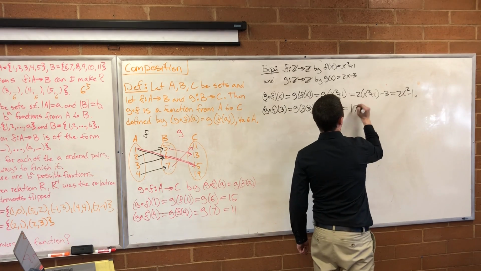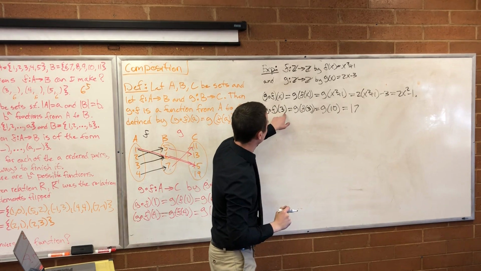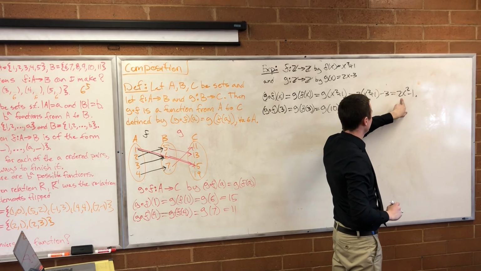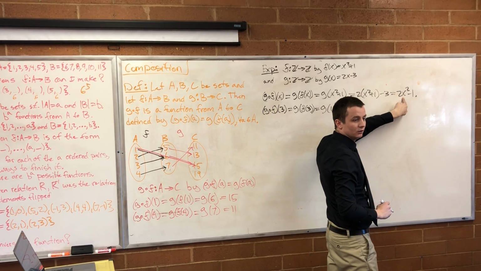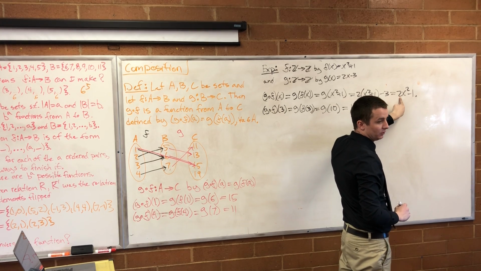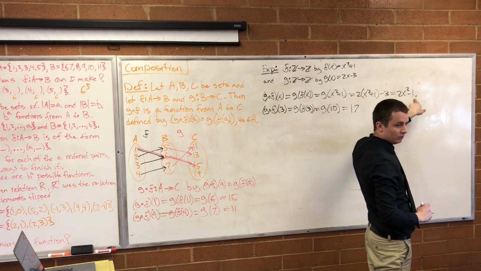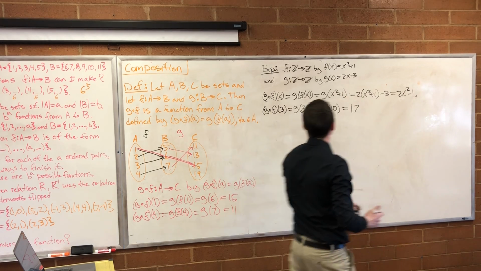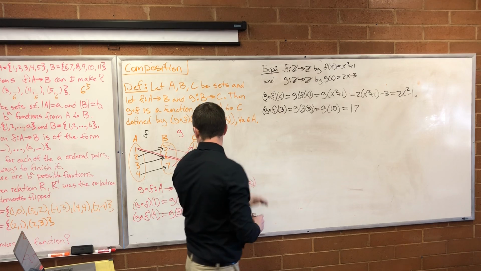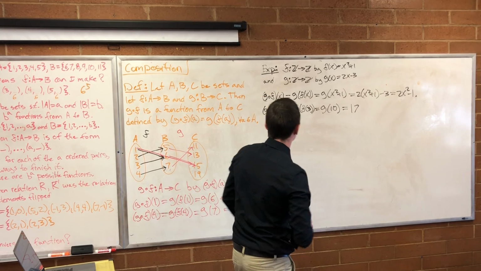17. Okay. So we said g of f of 3 is 17, which means when we plug in 3 here, we better get 17. What's 3 squared? 9. Times 2? 18. Minus 1? 17. Okay. So it looks like it's working. Now let's do it the other way.